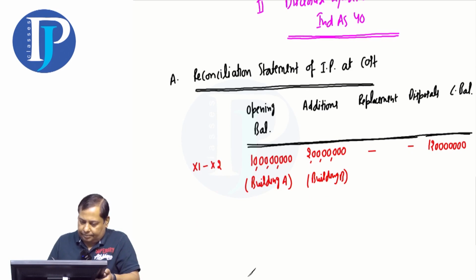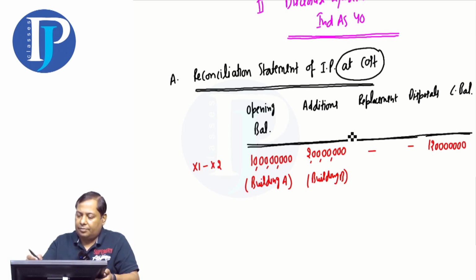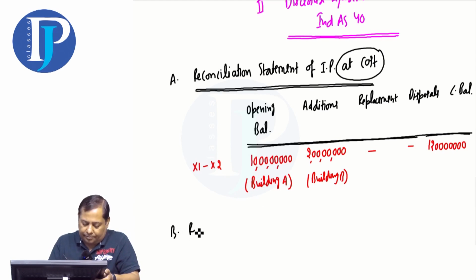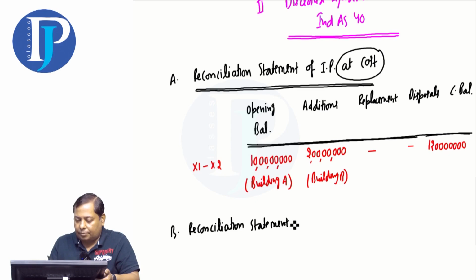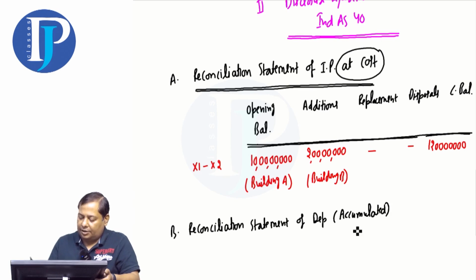Then we will write, we had the opening balance for building A of 10 crores. I am making it at cost. Purchased for another 2 crores, total 12 crores. I'll write in B. Reconciliation statement of depreciation, and that too accumulated. We'll see how old or how new it is. We'll see everything.